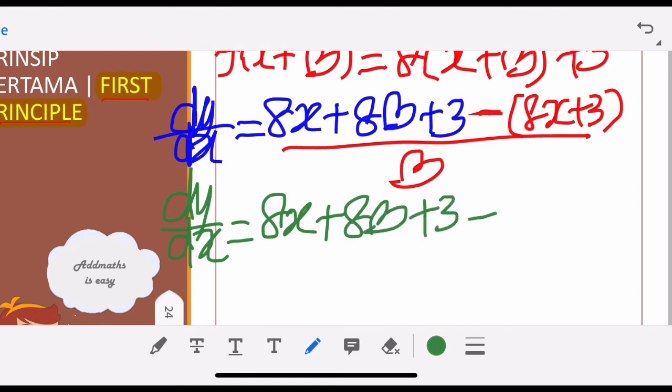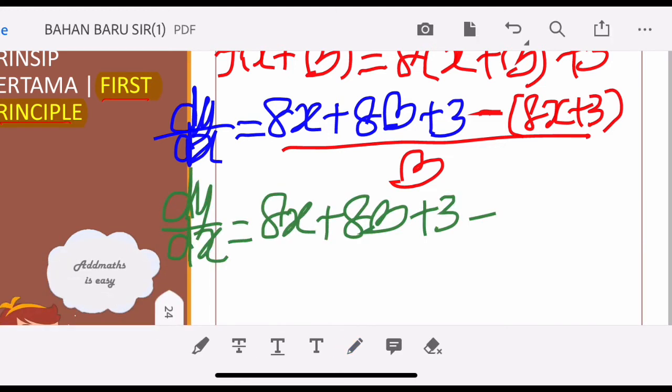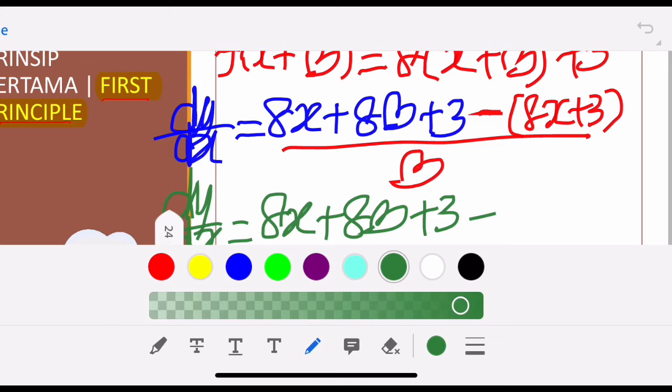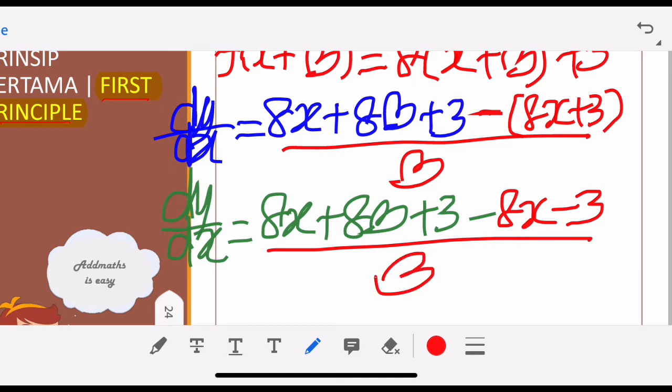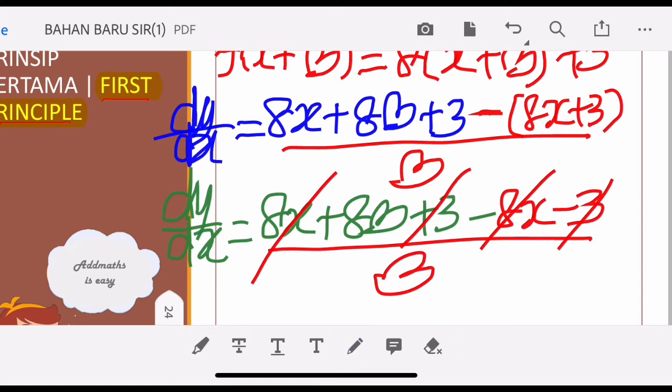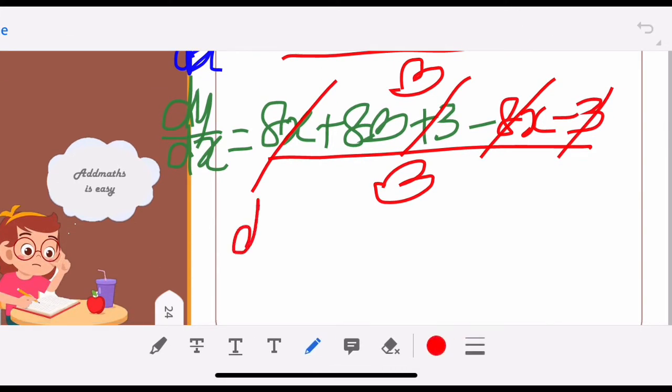So after that, you just simplify. Open up the bracket, minus 8x minus 3. Remember, there is a minus 8x minus 3. And then over the delta, which is delta x. Now you can cancel out the 1, 8x and minus 8x, plus 3 minus 3, right?